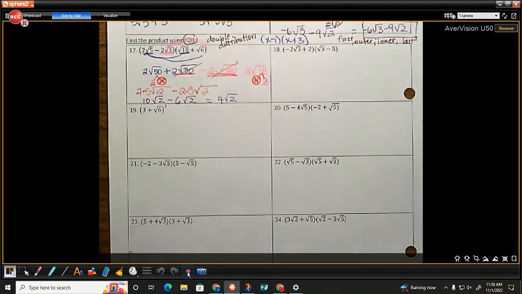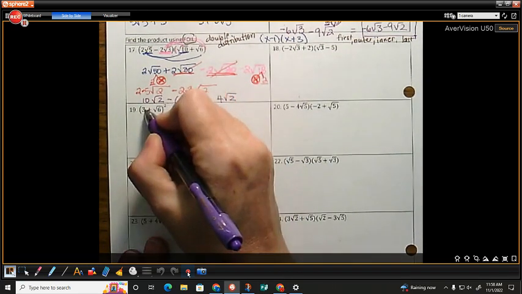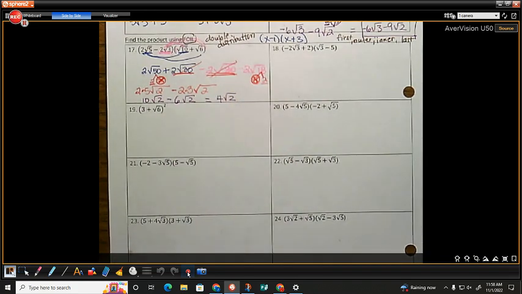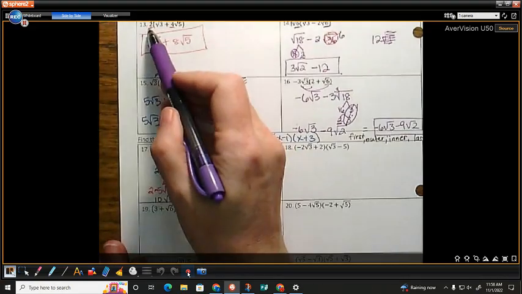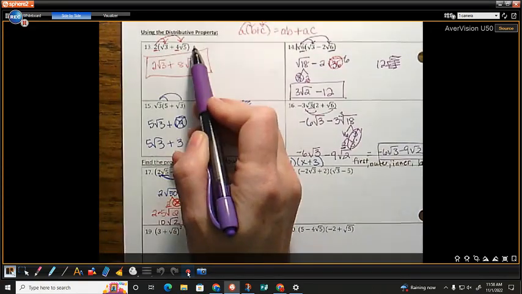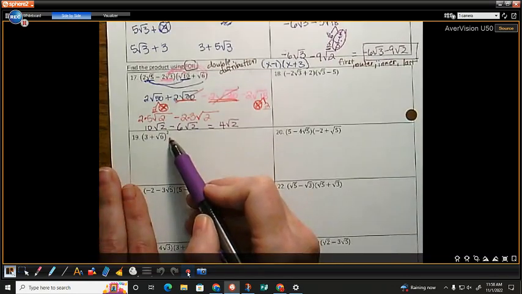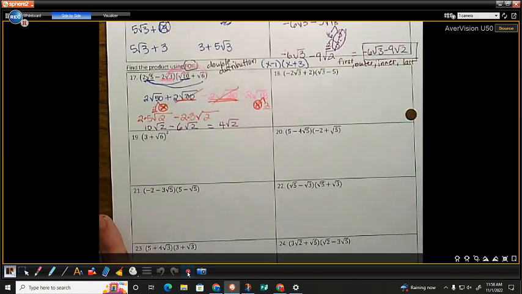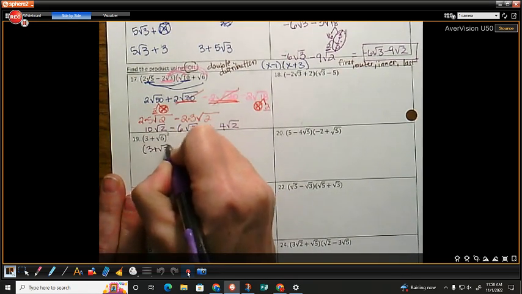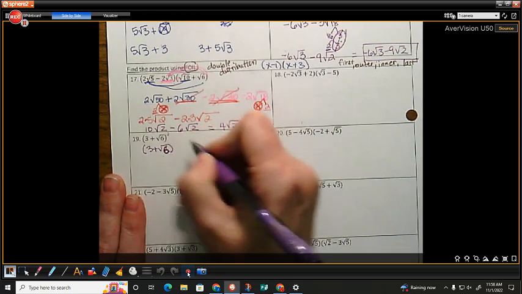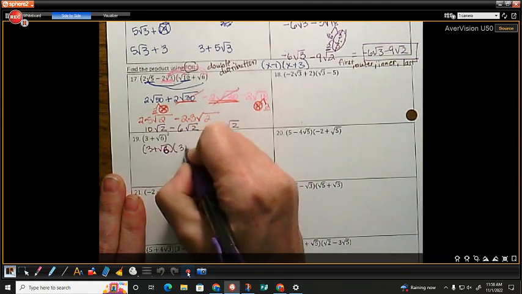Now, here's the biggest mistake everybody makes the first time they see this. They think they can just square the 3 and square the root 6 and add them. No, you can't do that. And you can't do that because it's two different brackets. Because the number in front can distribute across a plus sign. Exponents never distribute. So you're going to have to take this and know that this means 3 plus root 6, and 3 plus root 6.